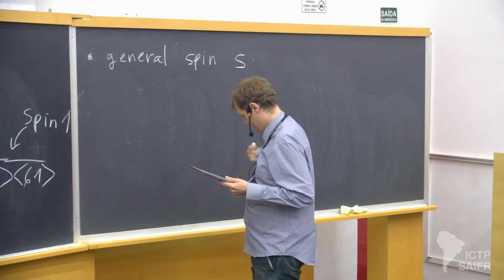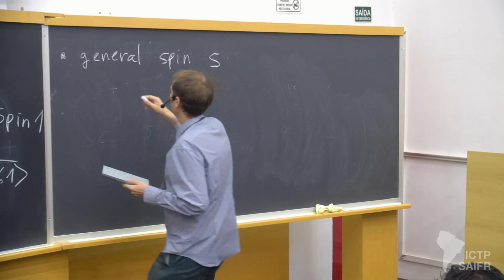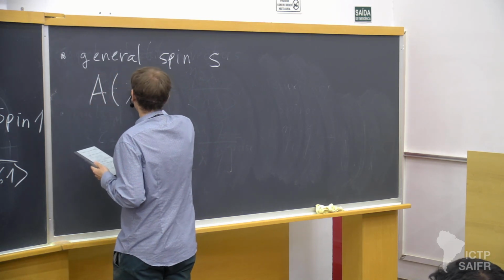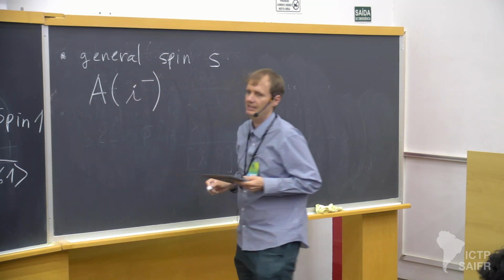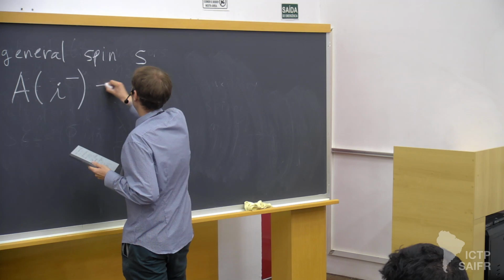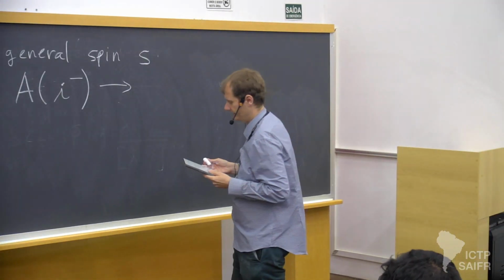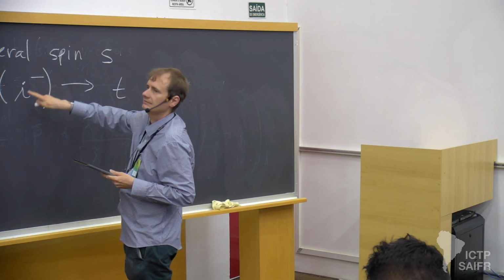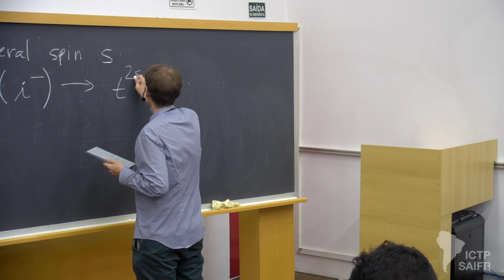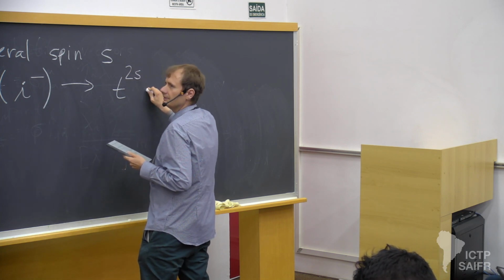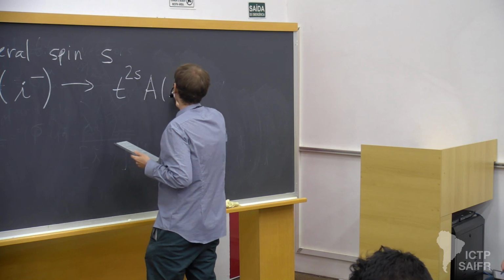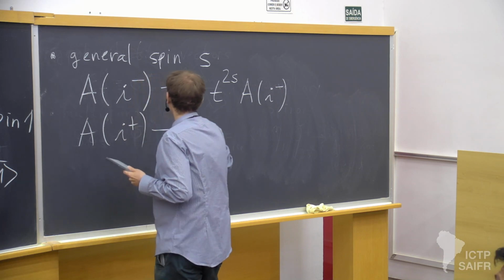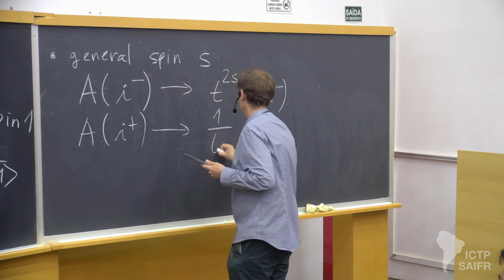Because I just said how the transformation works for spin 1 particles. But there is a generalization for any spin. So let's say I have an amplitude and particle i, which has negative helicity for spin s. Then the little group transformation that we did there works in a similar way, but instead of t squared, we get t to the 2s times the amplitude. And for the plus helicity, it's 1 over t to the 2s.